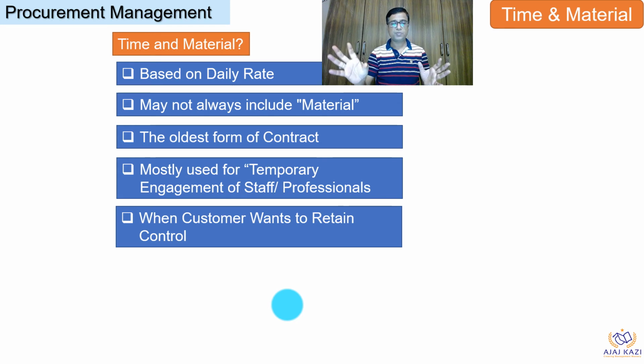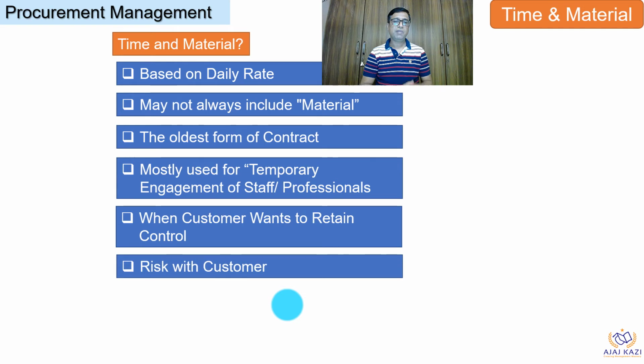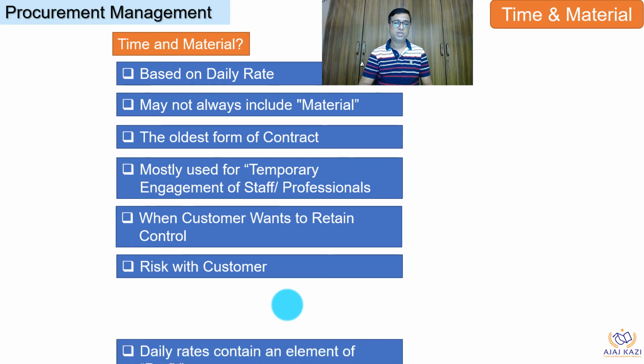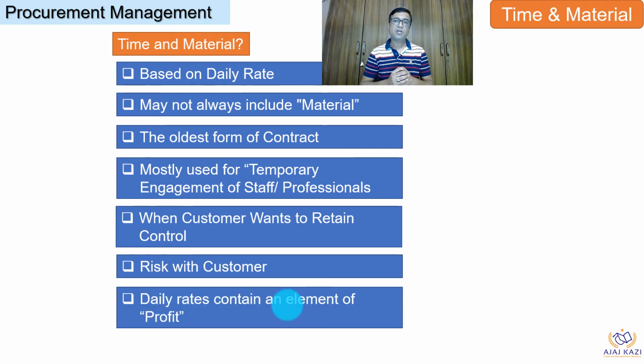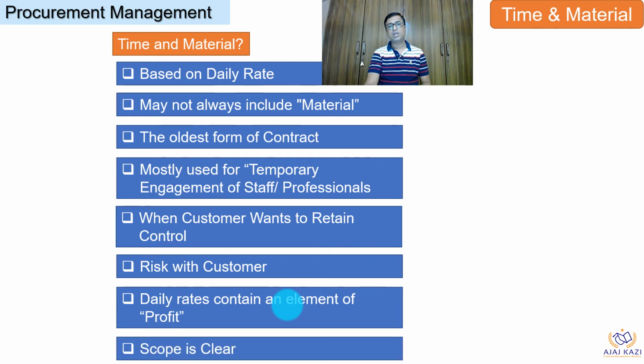By knowing who is the specialist, he will hire them for a temporary period of time, and that's how time and material works. This is with customer because he uses them and you give him based on the effort they put in. It is the responsibility of the customer to achieve the productivity and achieve the goal of the project. Daily rate contains an element of profit. Obviously, the cost of the person, and there will be some element of profit which is billed to the customer. So this is called time and material.